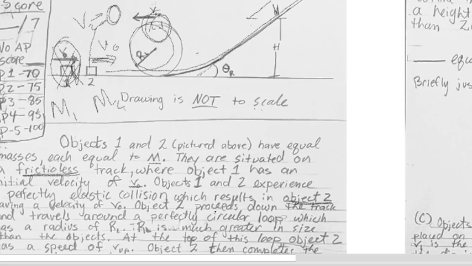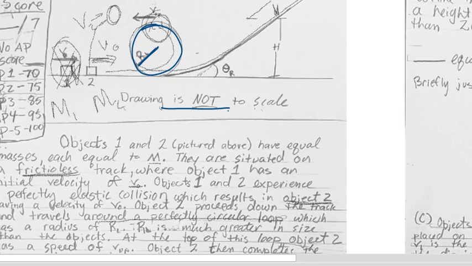Okay, so object 2 proceeds down the track, which of course is frictionless, and travels around a perfectly circular loop. This is the perfectly circular loop right here. I'm going to switch colors here. It says that it has a radius of RL. Because why not subscript everything? RL is much greater in size than the objects. That would mean they're not drawn to scale because they're not that much different.